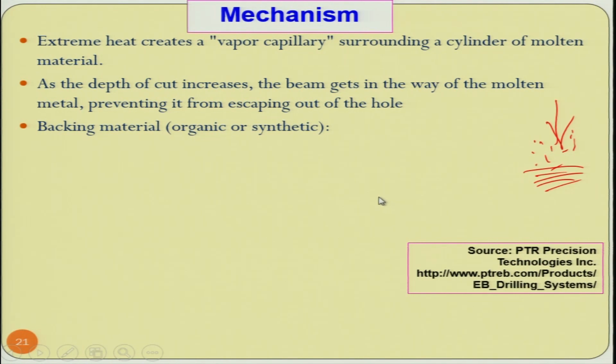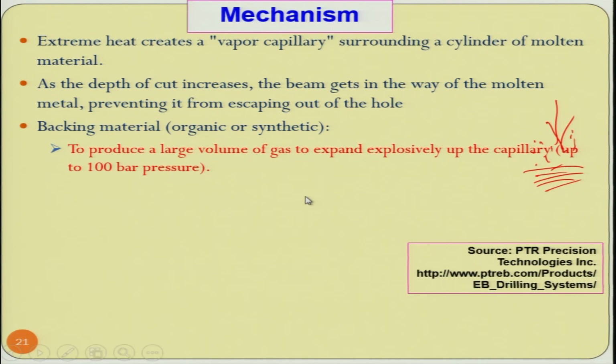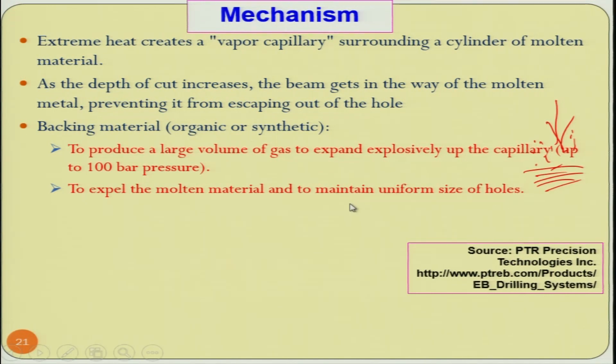Backing material can be organic or synthetic. It is used to produce a large volume, to expand explosively up the capillary up to 100 bar pressure, to expel the molten material and to maintain uniform size of the hole. So, you need the backing material, because when the backing material gets heated up, it creates vapor, and these vapors help this molten material to go out. And if this molten material is going out, then definitely the efficiency of the process will go up.